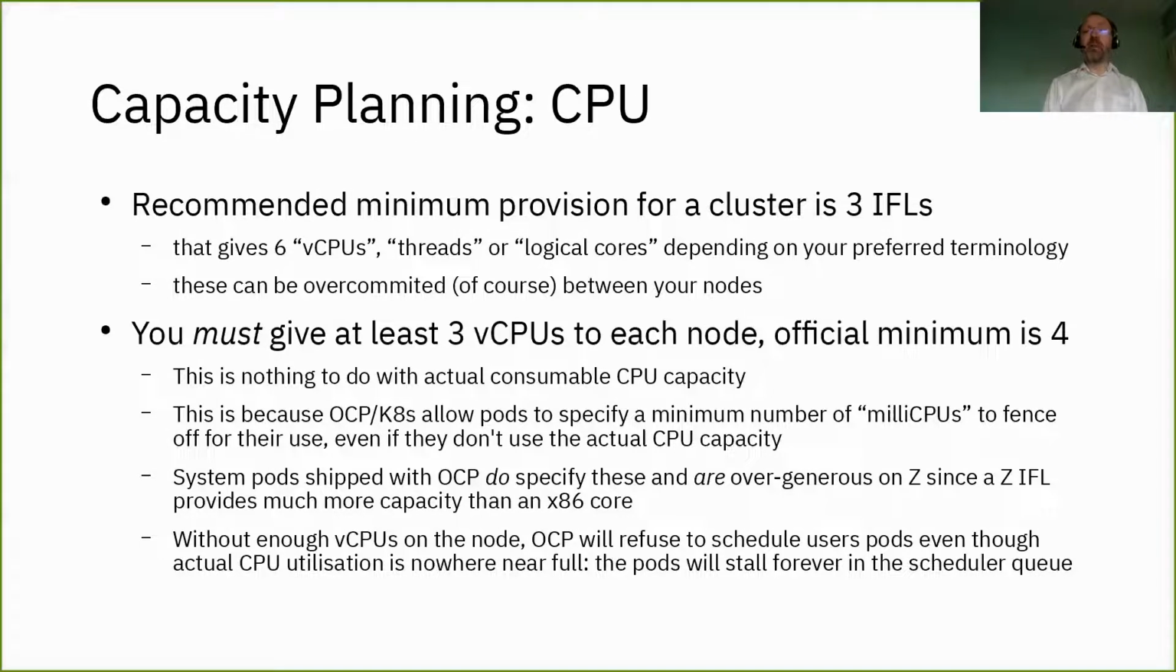Each of your virtual machines, give it at least 3 vCPUs, and the official minimum is 4. That's nothing to do with consumable capacity. It's because of the way that OCP does its internal accounting. You can read the details there later if you want, but just give it that number of CPUs. It doesn't mean it's going to take more than it needs to, but in order for it to do its accounting and schedule things properly, that's what you want to do.